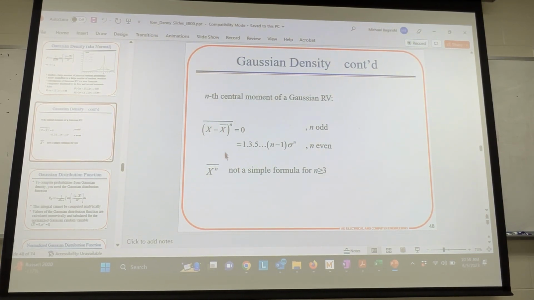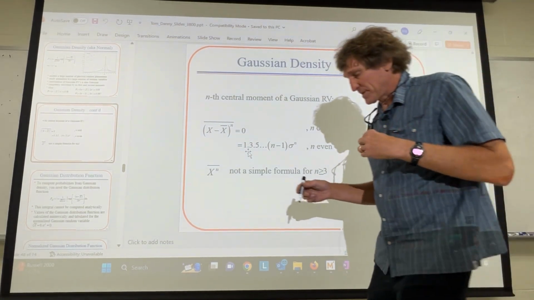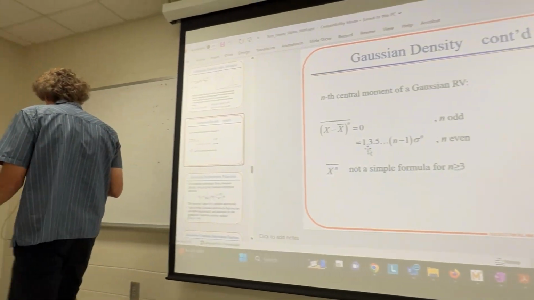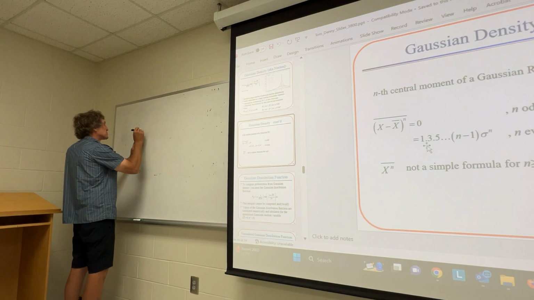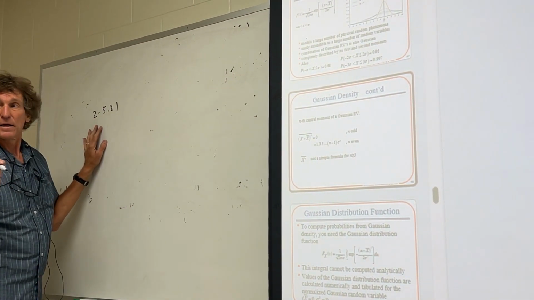The even central moments are 1 times 3 times 5 times whatever the value of n minus 1, you keep on doing that, and then times sigma to the n. You all follow me? So let's do this problem in light of that. For this problem, what does he ask for? This is 5.2. The fourth central moment?